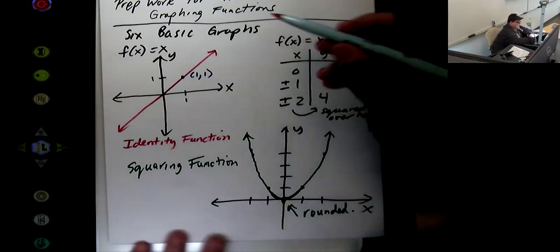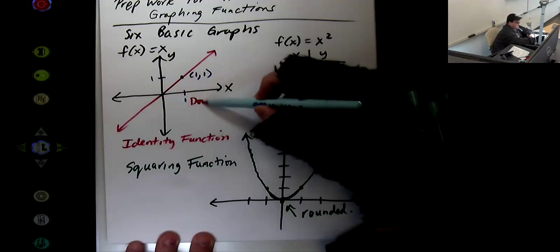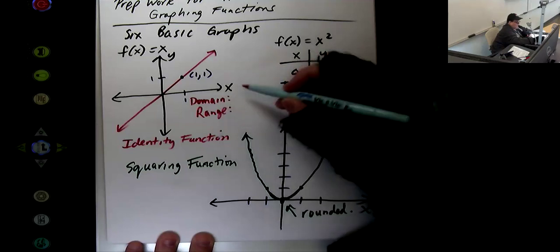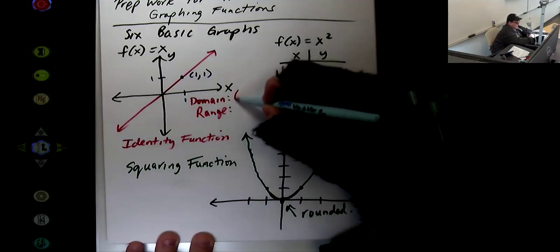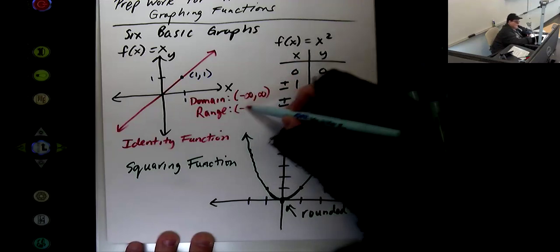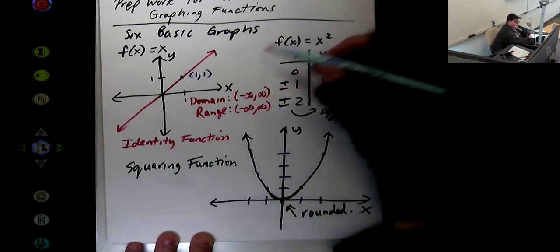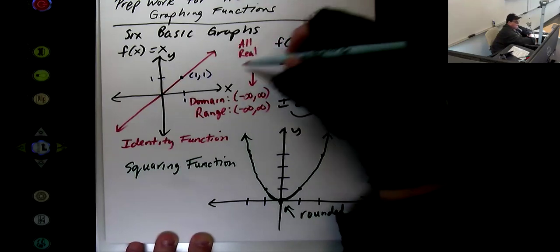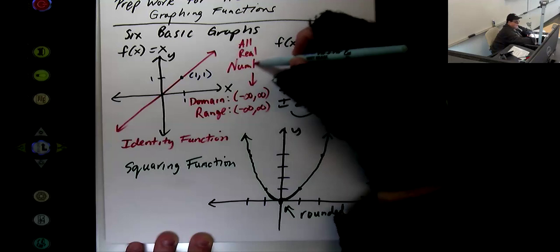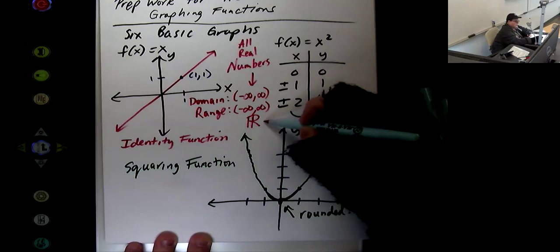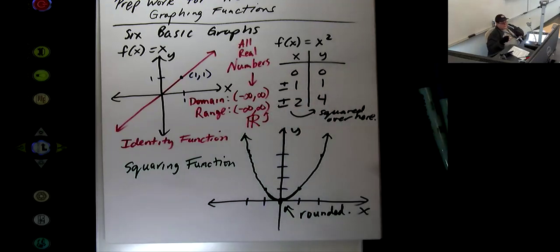previously we were talking about domain and range, let's list those. Domain here is all real numbers. So we could write it as negative infinity to infinity. I could put that on both for the identity function. Another way of saying this, all real numbers, we have a symbol for it. It's a capital R with a double vertical line. That's math jargon for all real numbers.